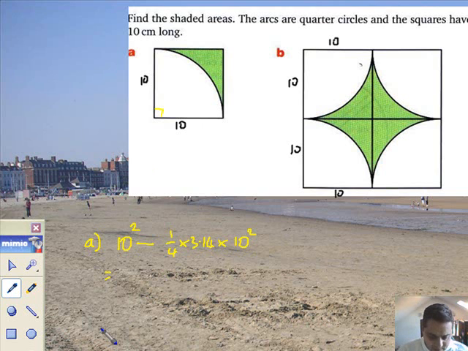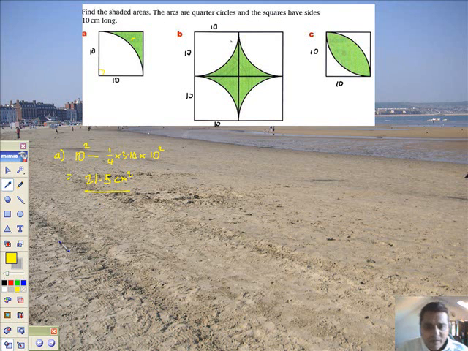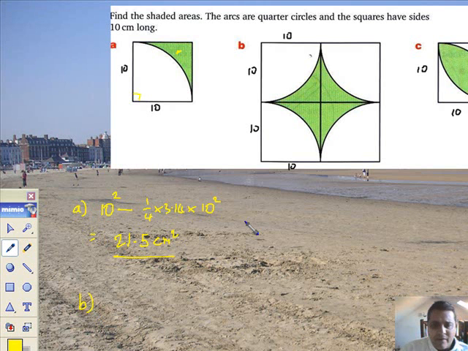So it's 100, take away 0.25, that's a quarter, times 3.14, that's my pi, times 10 squared, which is 100, and in one step I've got an answer of 21.5 centimetres squared. So that little green thing right there is 21.5 centimetres squared worth of area. It makes B very, very easy, because essentially there's A, there's another little A question. I've got 4 of A. So I'm just going to multiply this answer by 4.